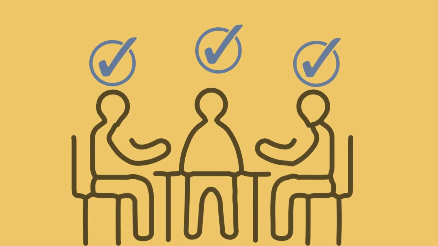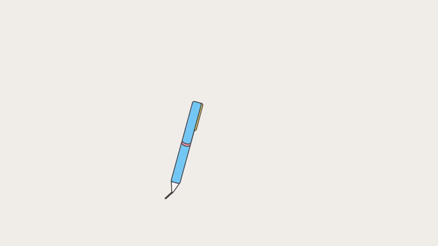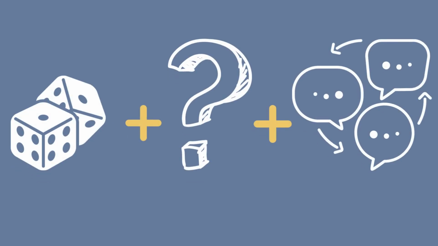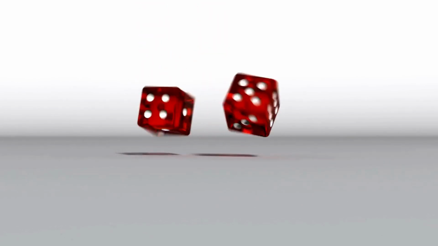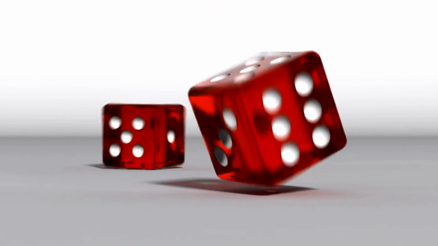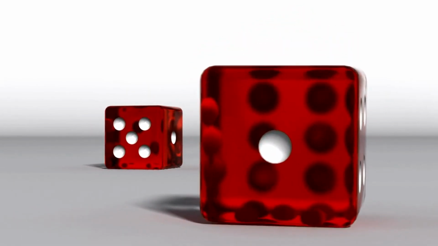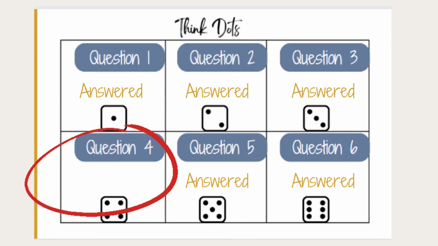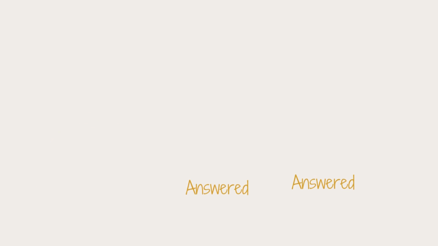Once they have come to a consensus, the students will write down the answer on their individual Think Dots sheet in the corresponding box. The rolling of the dice, questioning, and discussion will continue with different students until all questions have been answered. If a student rolls a number that has already been answered, they can re-roll until they get a question that has not been answered. When they get to the last question, they do not need to roll the die. The group can simply answer the final remaining question.